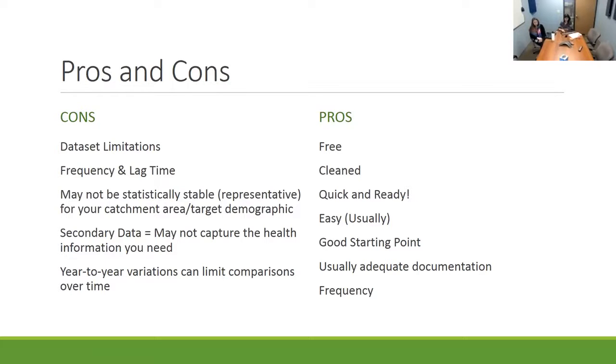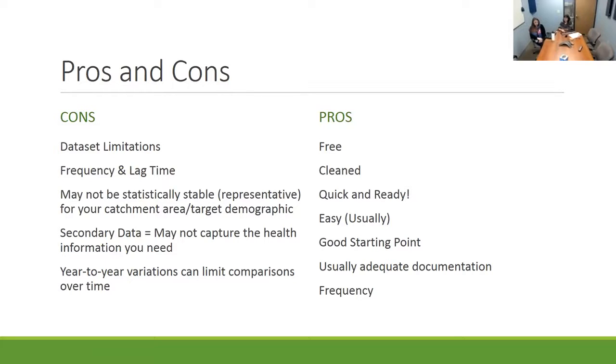There's also the frequency and the lag time of a lot of these data sets. This is not current, up-to-date data many times. So this isn't what happened a couple of months ago or a couple of weeks ago. A lot of times this is data that was collected years ago, and especially for some of these large surveys, collecting, cleaning, and then producing data and statistics that are meaningful for people, it is not done in real time.